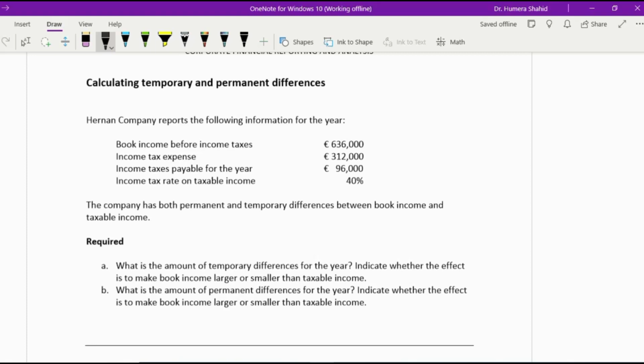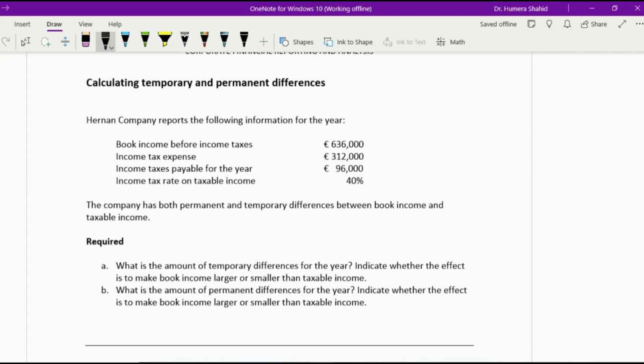I'm here to discuss some basic details of temporary and permanent tax differences. We have done this topic in chapter number 15 of corporate financial reporting, where we were calculating the temporary differences and the permanent differences, or you can say the differences which give rise to the deferred tax liability or deferred tax asset, known as temporary differences. We have made the discussion about this.